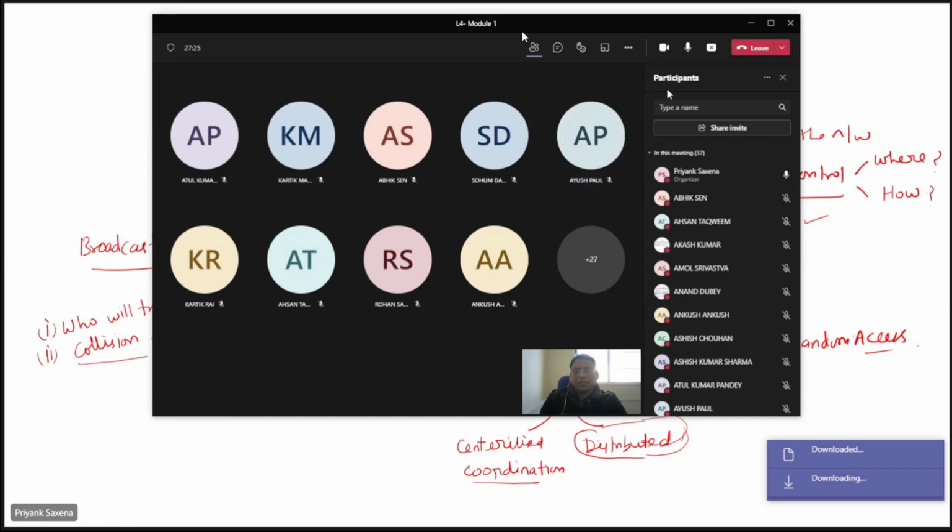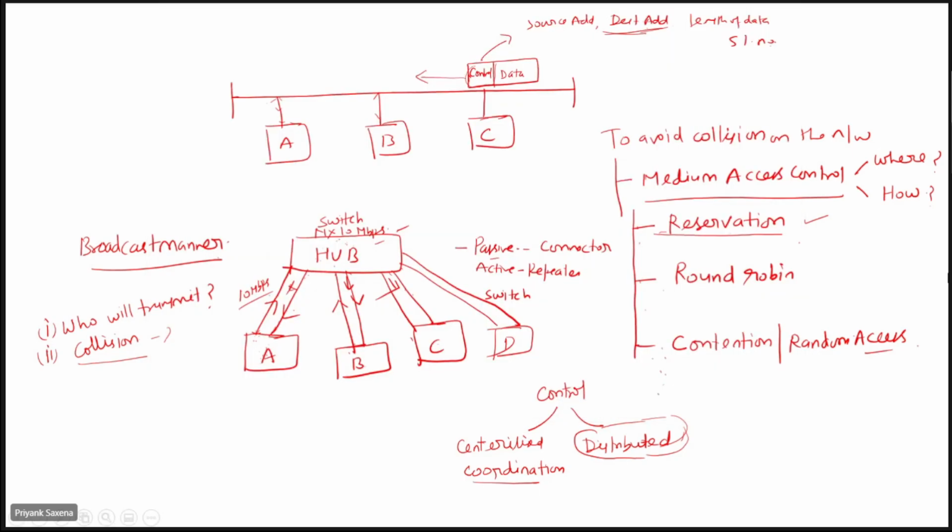Can you say what is time division multiplexing? The signals are distributed into time slots. So you divide the medium into time slots. Each station will transmit in its own time slot, right? So that is an example of a reservation scheme.